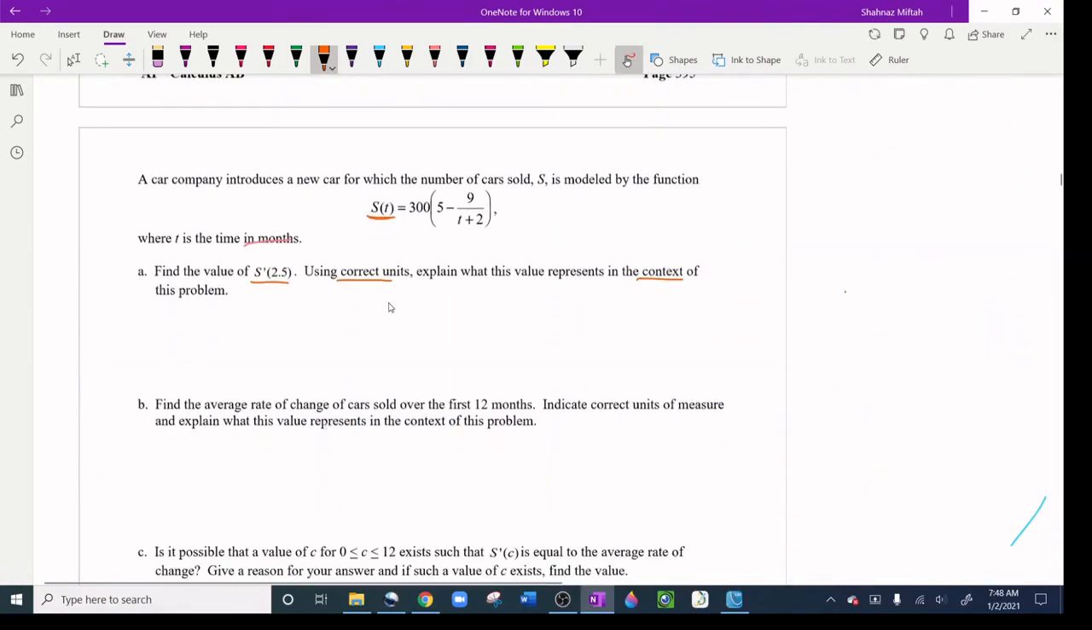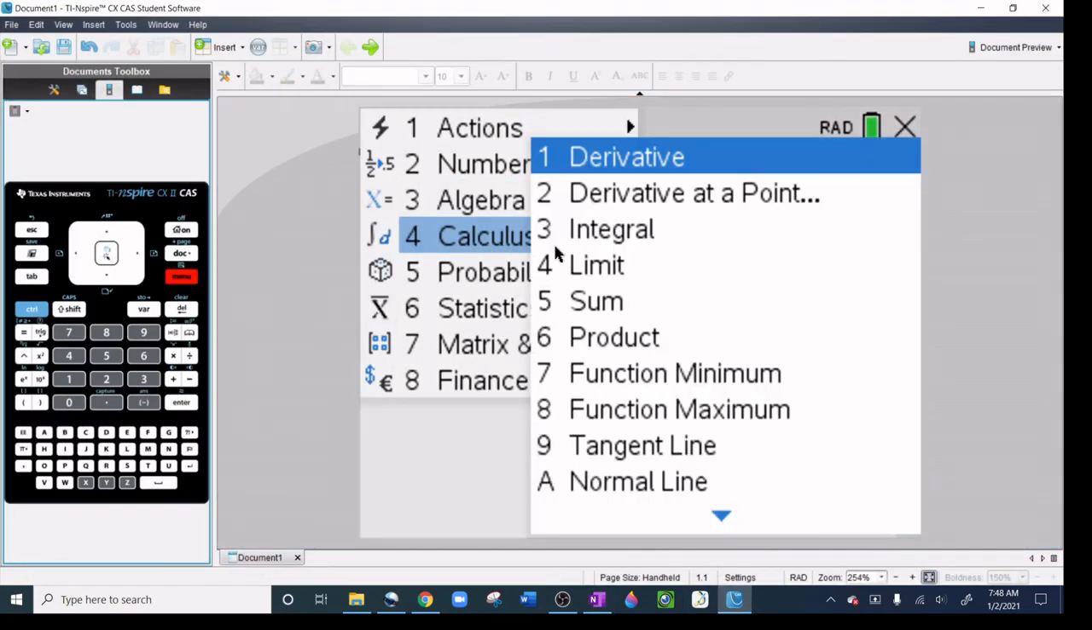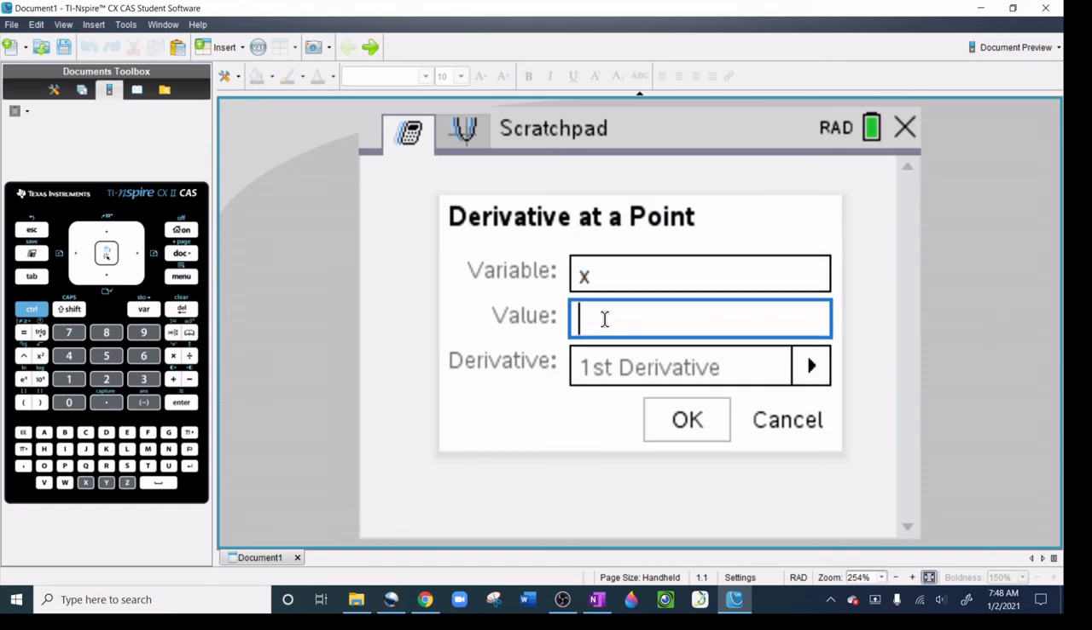Now this one doesn't say anything, and this is a calculator-based question, so you can use a calculator on it. I'm typing in everything as it is. Make sure you have the bottom one in parentheses. Then I'm going to find a derivative at a point, because 2.5 is the point they are giving me. So let's go to the calculator. I'm going to go menu, calculus, derivative at a point, and my point is 2.5.